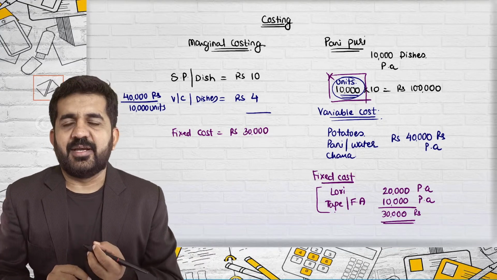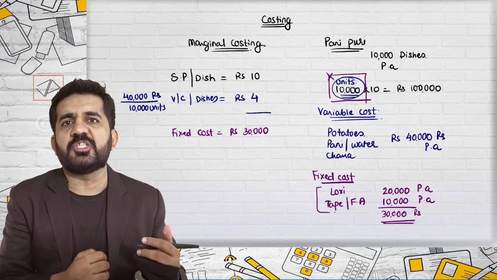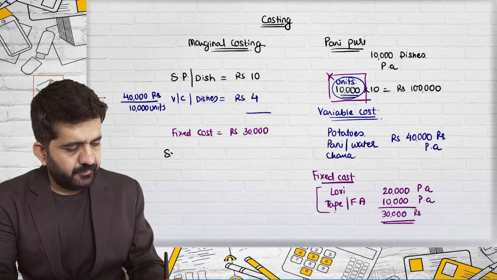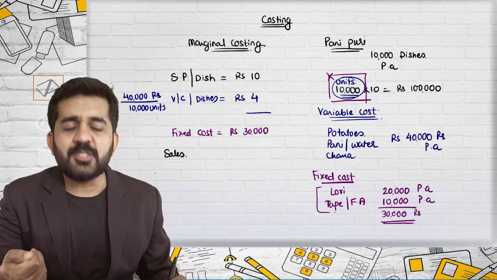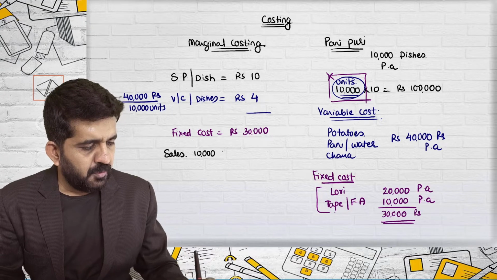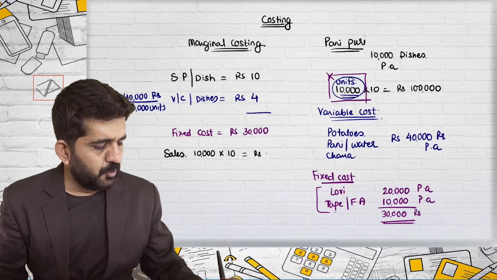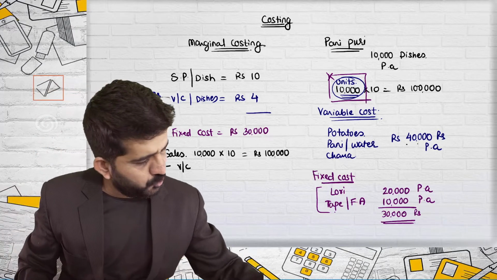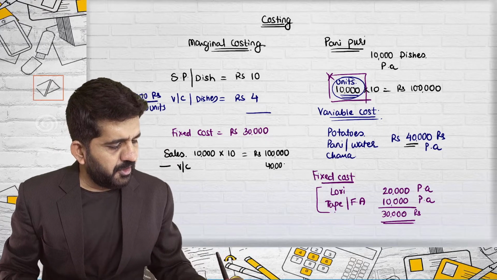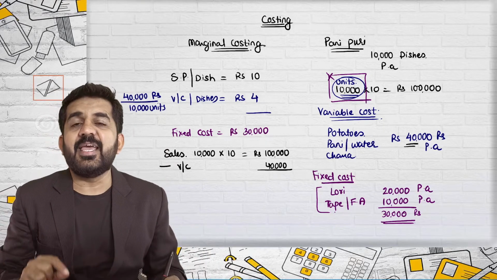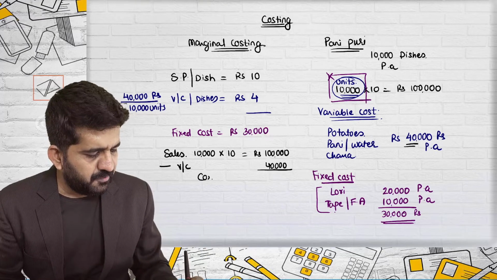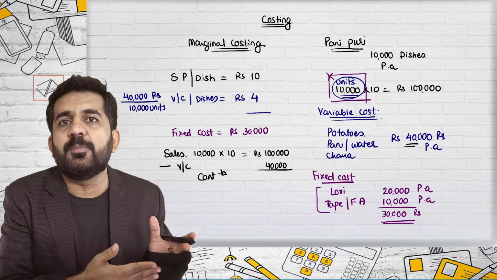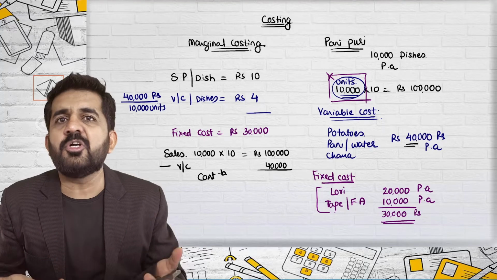Now please try to understand. I am trying to draw a marginal costing profitability statement, which starts with sales. At a level of 10,000 units, what will be my sales? Rupees 1 lakh, minus variable cost. What is total variable cost? 40,000 rupees. Sales minus variable cost is termed as contribution. Why contribution? Because, sir, fixed cost is yet to be deducted. So we cannot term it as profit.